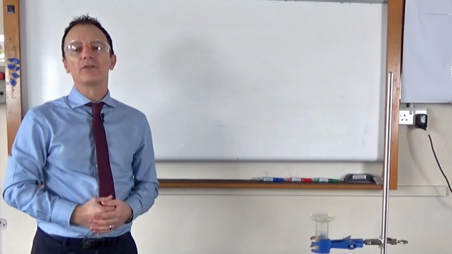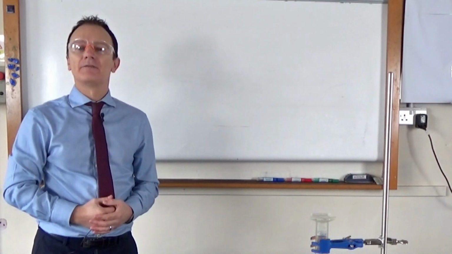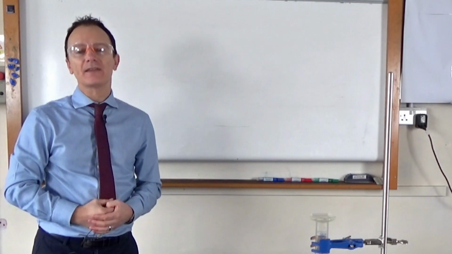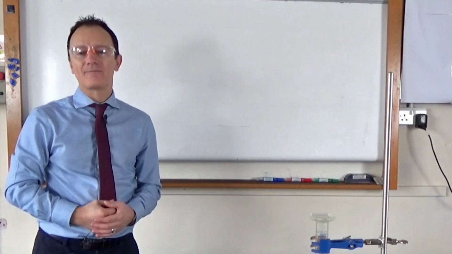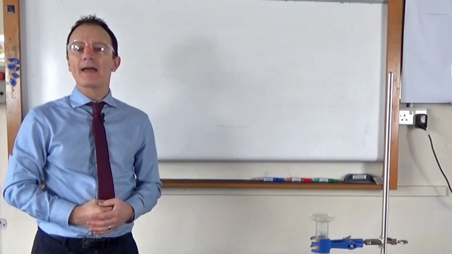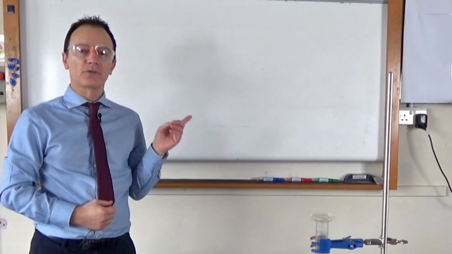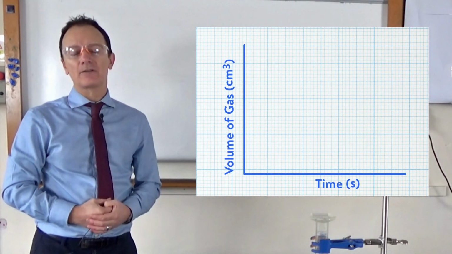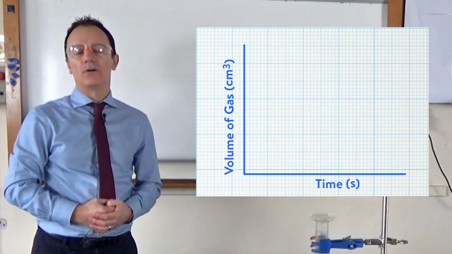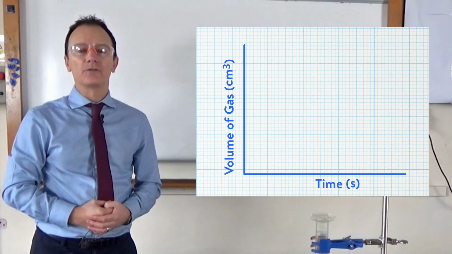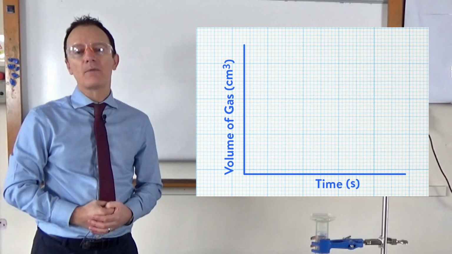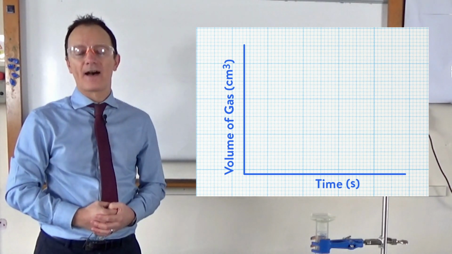Once your students have used the 1 molar hydrochloric acid, they'd repeat the whole process using 50 centimeters cubed of 1.5 molar acid. They would then plot their results on a graph. The graph would look something like this. It would have time along the bottom and volume of gas up the side, and the students would plot 2 lines on the graph, one for the 1 molar acid and one for the 1.5 molar acid.